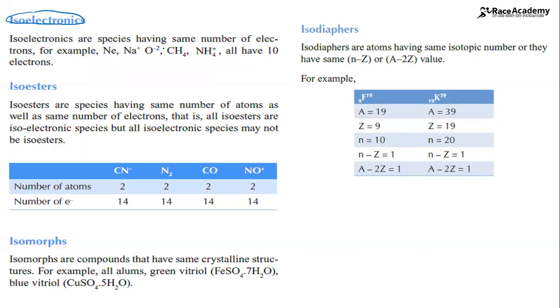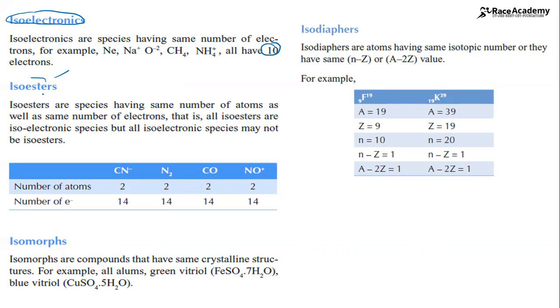The isoelectronic species have the same number of electrons. For example, neon, sodium ion, oxide ion, methane, ammonium are all said to have the same number of electrons, that is 10 electrons. That we will call isoelectronics. That may be a cation or anion or neutral species, anything. If a set of species have the same number of electrons, we can call them isoelectronic species.